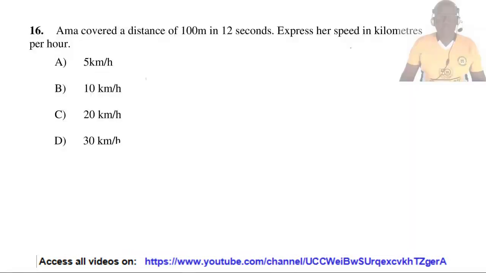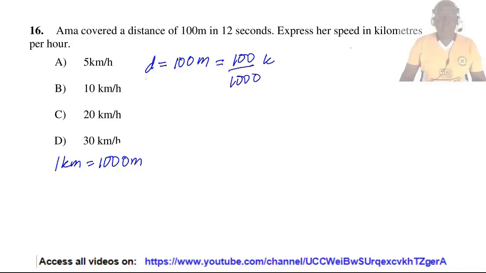Question 16. Amma covered a distance of 100 meters in 12 seconds. Express her speed in kilometers per hour. Now, the distance covered by Amma is 100 meters, but we know 1 kilometer equals 1,000 meters. So the distance in kilometers is going to be 100 divided by 1,000 kilometers. Zeros will cancel out. So 1 over 10 kilometers, or kilometer divided by 10.